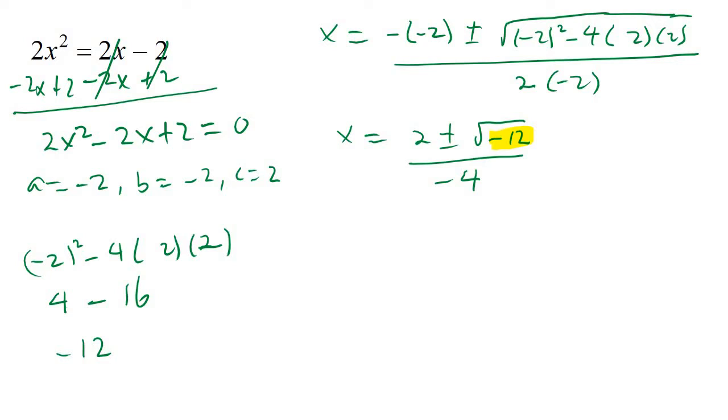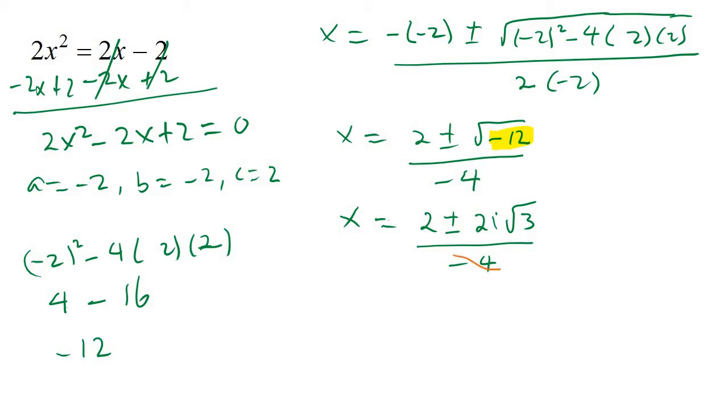So we're going to have an imaginary number like this. x equals 2 plus or minus the square root of negative 12, which is 2i root 3. If you check out the previous videos on finding the square root of negative numbers, that's divided by negative 4. So we have imaginary numbers involved. Now we're going to simplify all the way to the end, and we can actually divide everything by negative 2.